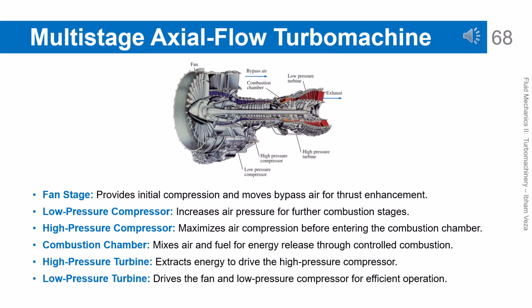Multi-stage axial flow turbomachine. This multi-stage turbomachine shows the staged concept applied to a complex system, such as a jet engine. The fan, low-pressure compressor, and high-pressure compressor work in sequence to raise the air pressure before combustion. The high-pressure and low-pressure turbines then extract energy to drive the upstream stages. Each component has a specific role in the energy conversion chain. Overall, the system demonstrates how many small stages can deliver very high performance.